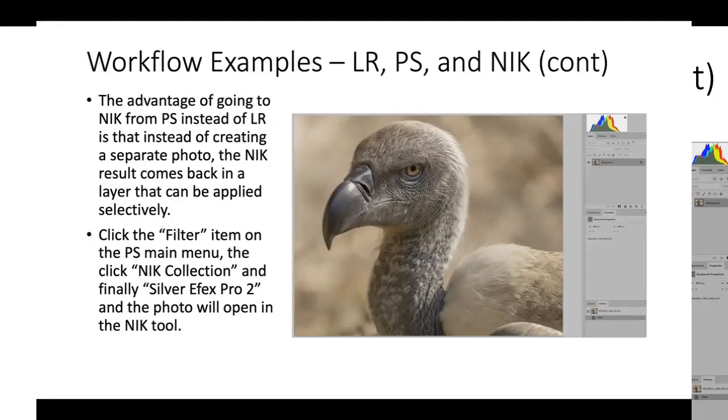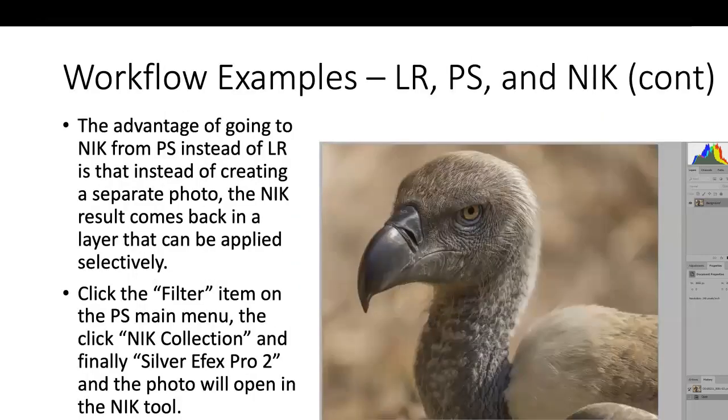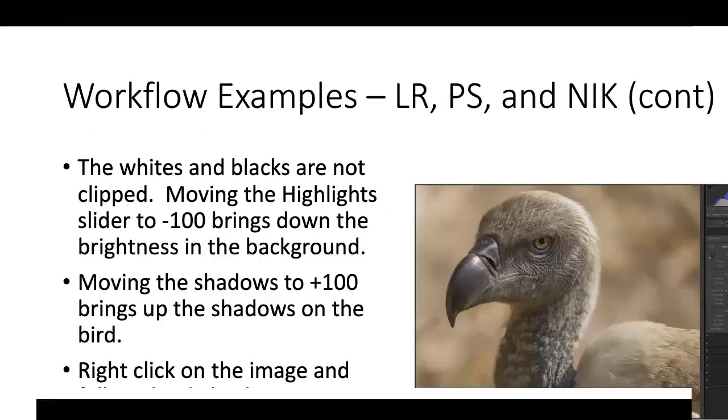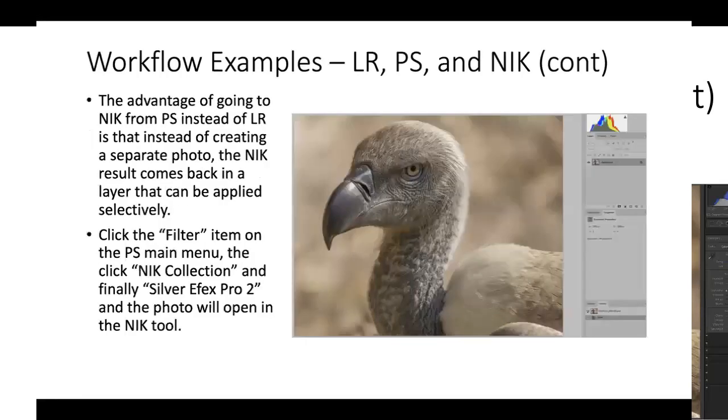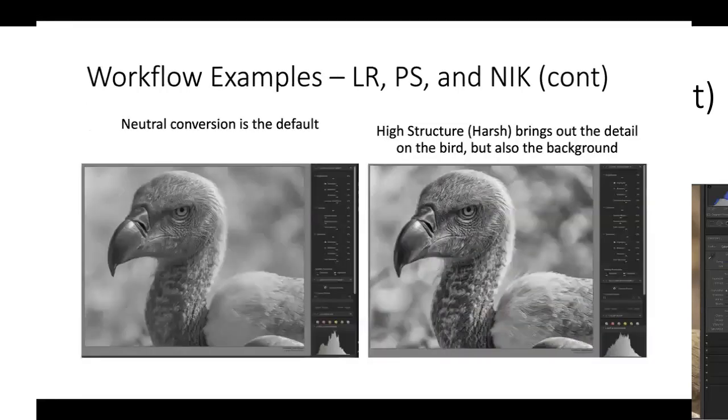So you click the filter item on the Photoshop main menu, then you click Nik Collection, and then you click Silver Effects Pro Tool, and the photo will open in the Nik tool, just like you saw before. So we find ourselves in the back once again. We'll try that again. Okay. So here's an example using my favorite preset, again, high structure harsh.